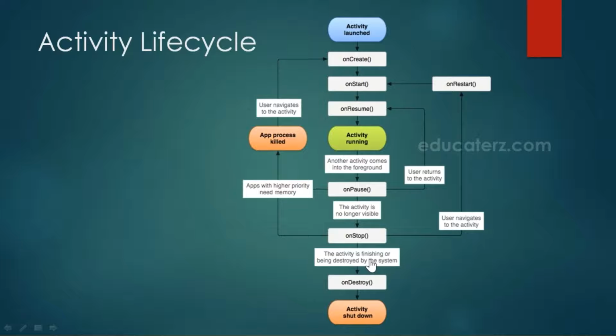When the activity is completely finished or being destroyed by the system, it will call the onDestroy method, and the activity is going to be shut down. It is no longer visible to the user, and you cannot do anything with that particular activity. So this is how all of our activity lifecycle methods will be called one after the other, and these are all correlated with each other.